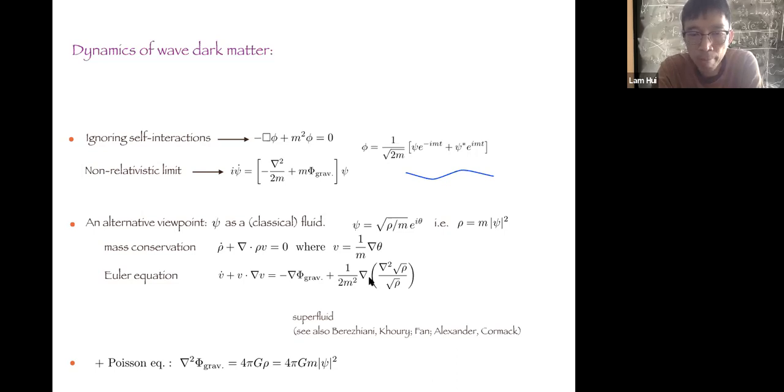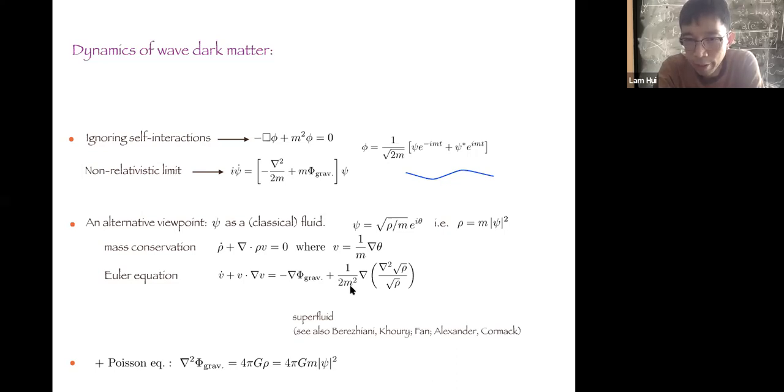Okay. Let me also point out, if you look at the scaling, and this is a useful way of looking at what's going on. The quantum pressure term, not only does it have three spatial gradients, it also scales like 1/m². So what does this tell you? It tells you the quantum pressure term is more important if the wave dark matter is extremely light. For small mass, this term becomes more important.